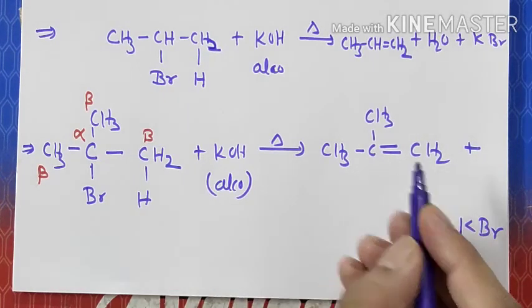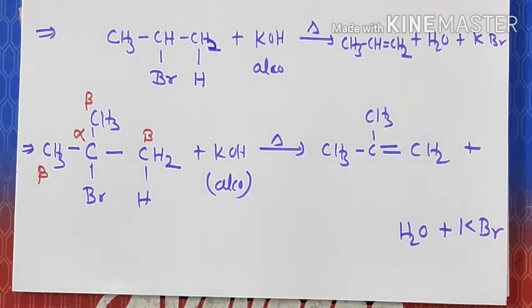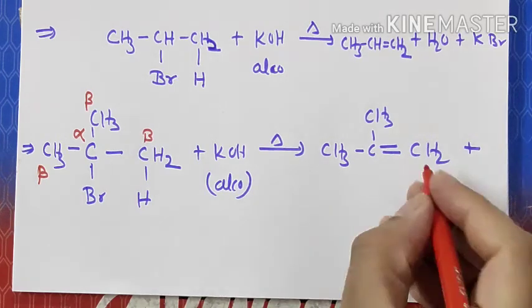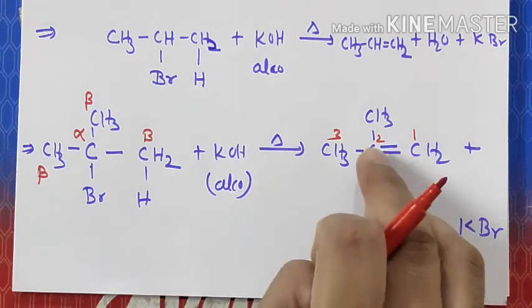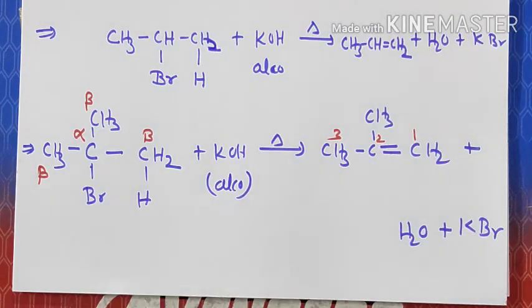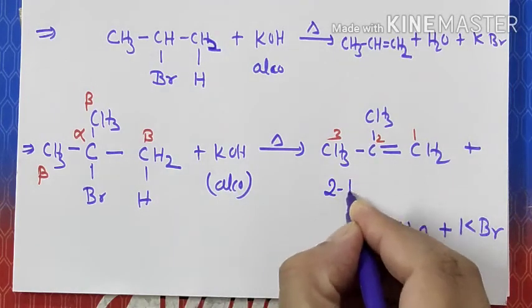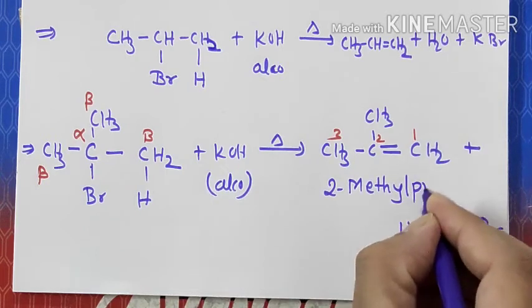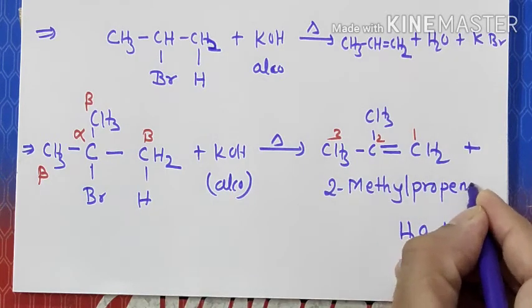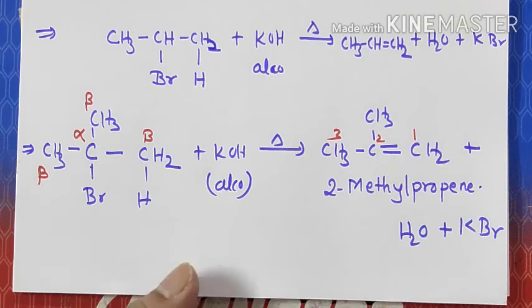What is the name of this? Let's see what the IUPAC name of this is. I number it 1, 2, 3. Okay, at the second position there's a methyl. So what will be the name? The name will be 2-methylpropene. Alright, that's simple.